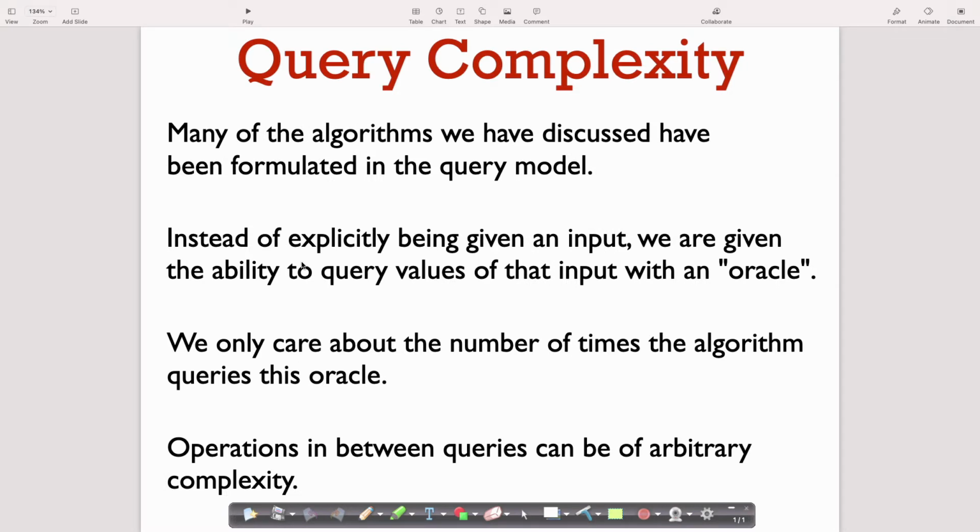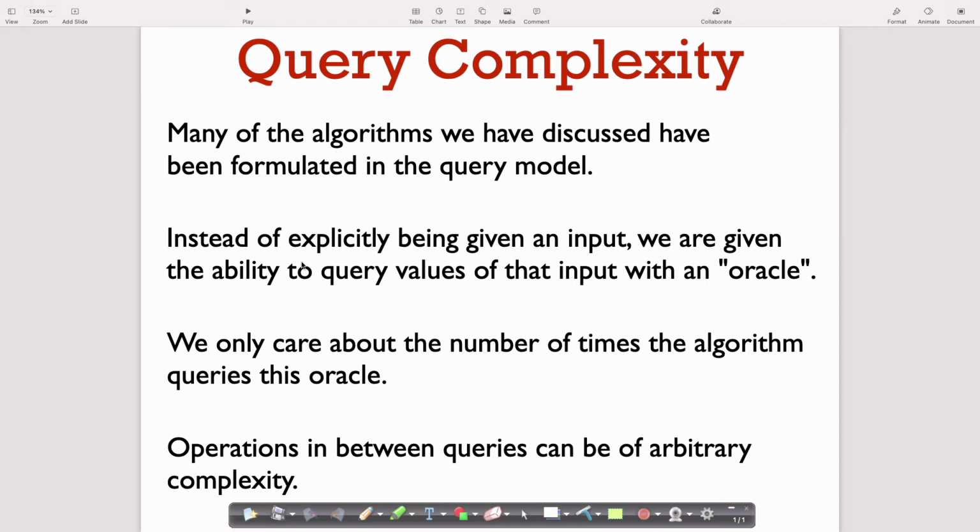So we've already seen the query complexity model quite a bit. A lot of the algorithms that we've been talking about, we've already discussed them in the query complexity model. So in the query complexity model, instead of being explicitly given an input, you can only access the input by making queries. So you have an oracle which gives you access to information about the input. And the question is how many times you need to query that oracle in order to find some property of the input.